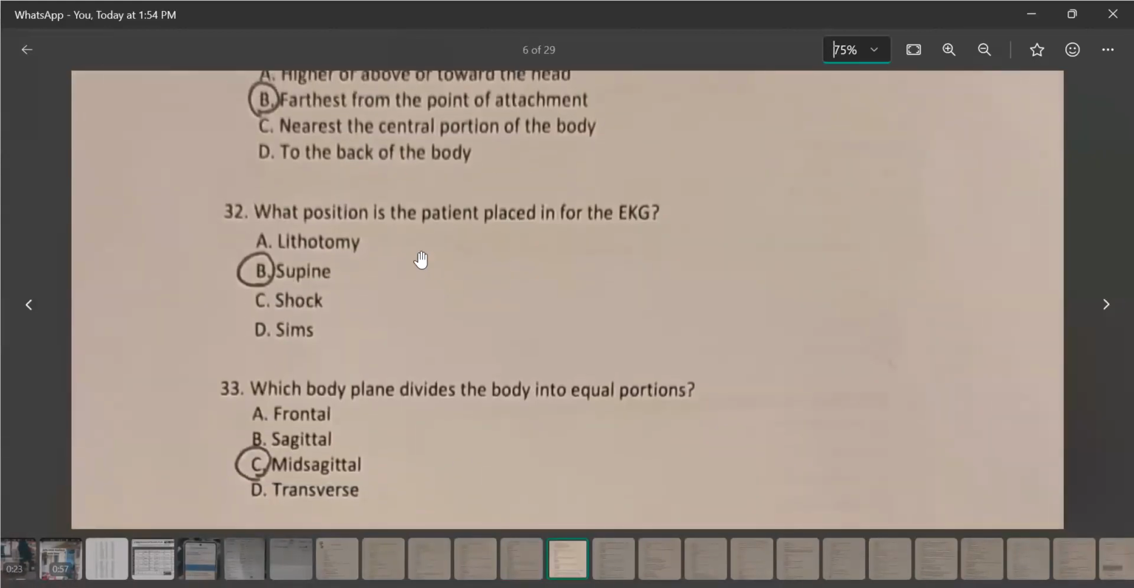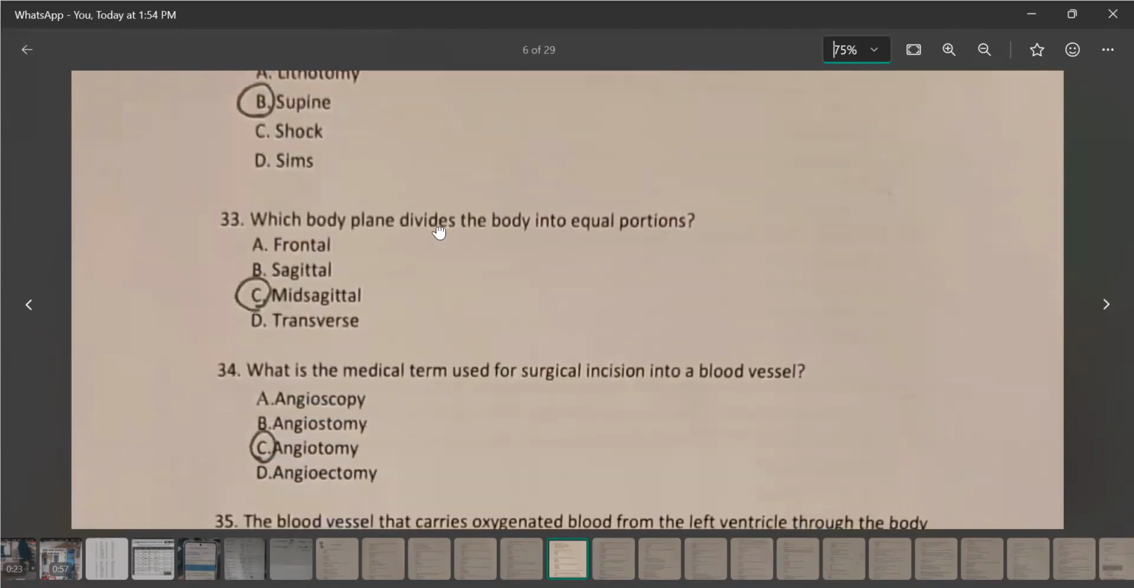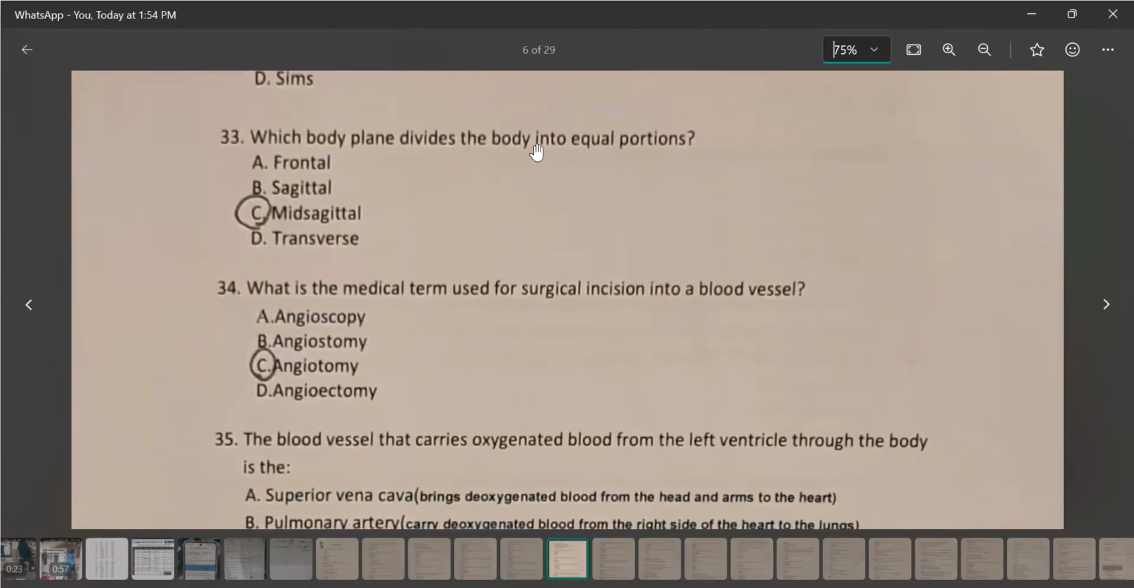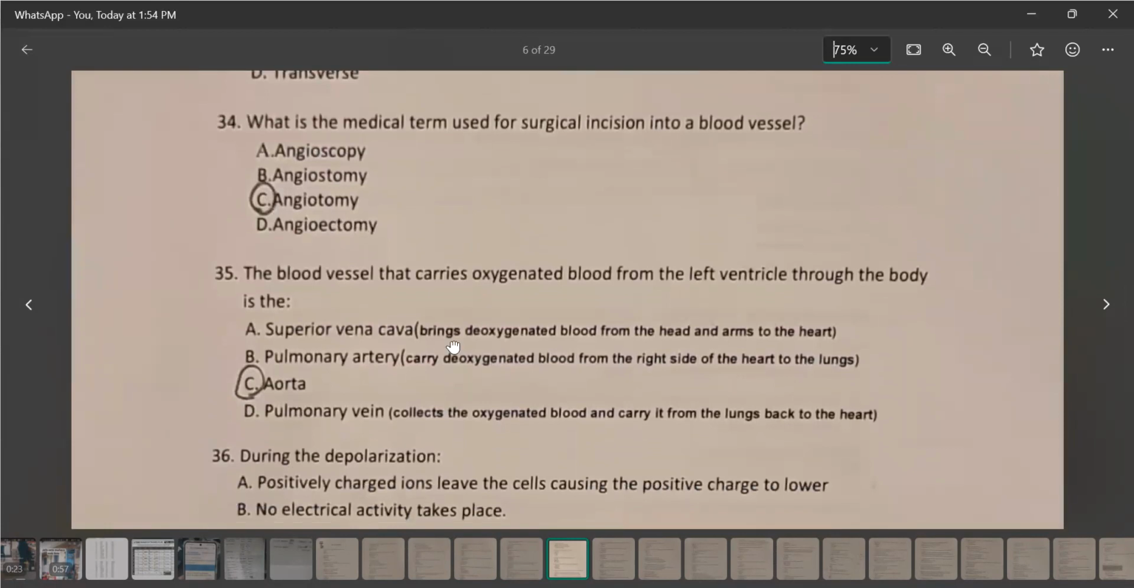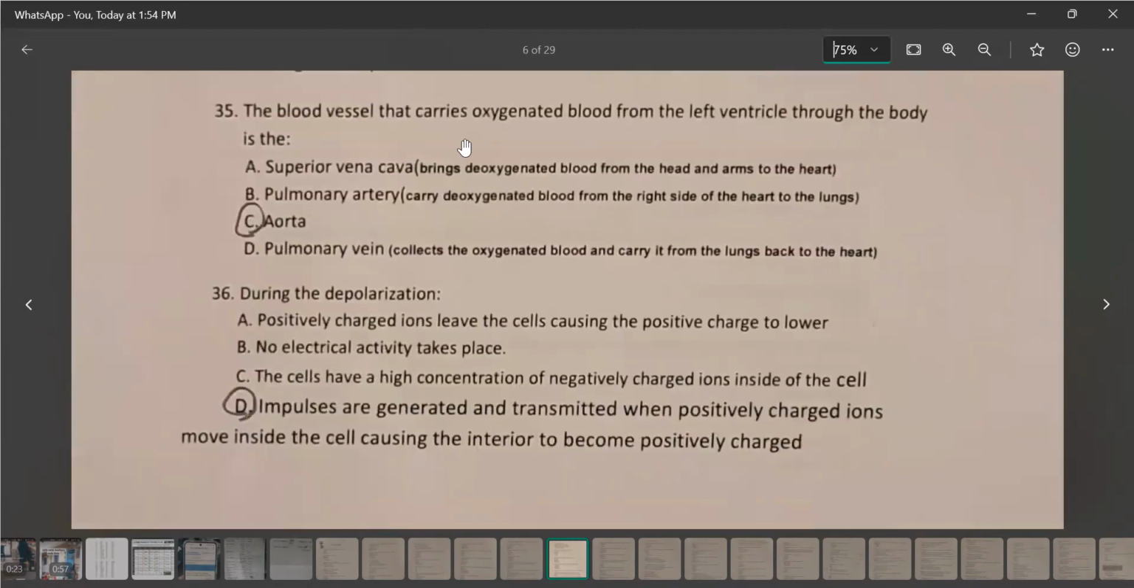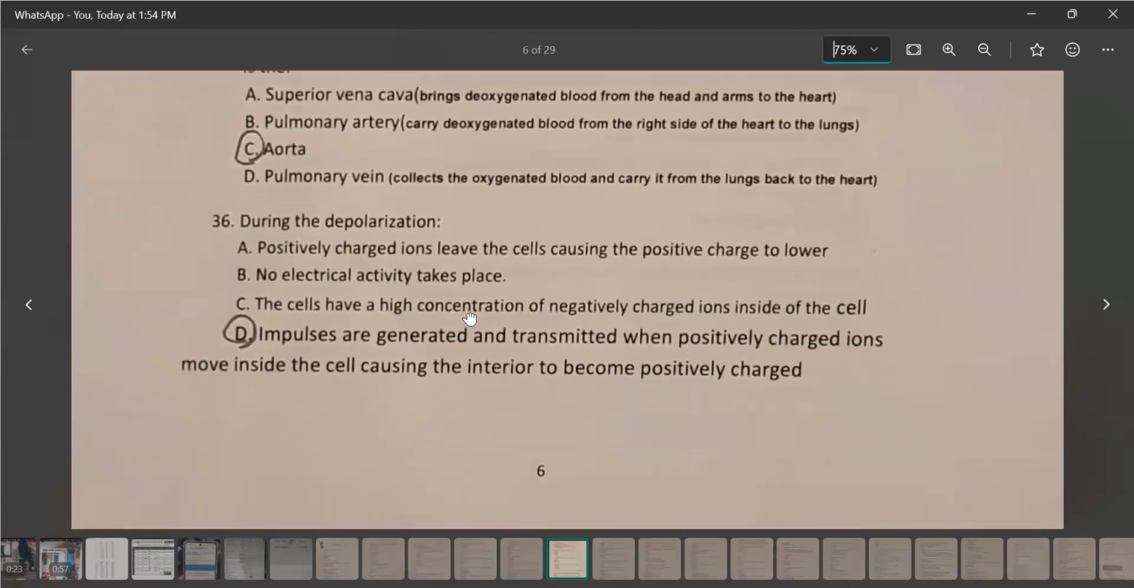32. What position is the patient placed in for the EKG? Supine. Which body plane divides the body into equal portions? Mid-sagittal. What is the medical term used for surgical incision into a blood vessel? Angiotomy. 35. The blood vessel that carries oxygenated blood from the left ventricle through the body is the aorta.